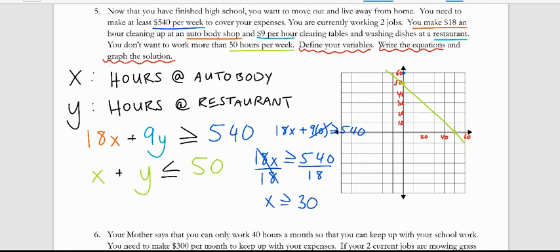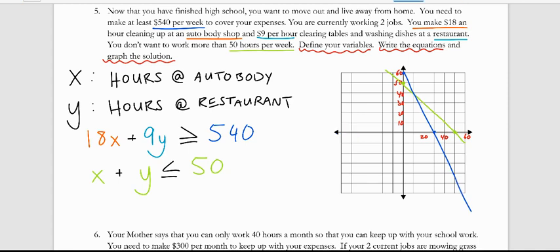Okay. All right, so plug in the x-intercept right here at 30. And then connect those two dots. So somewhat of a straight line, hopefully. This will be something like that. Okay. All right. So now we need to go ahead and shade one side of the line.